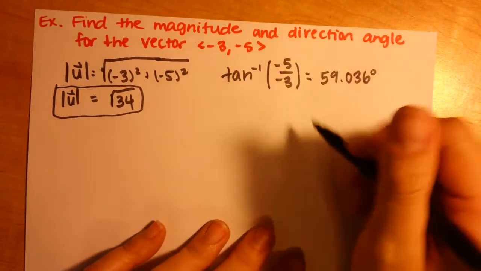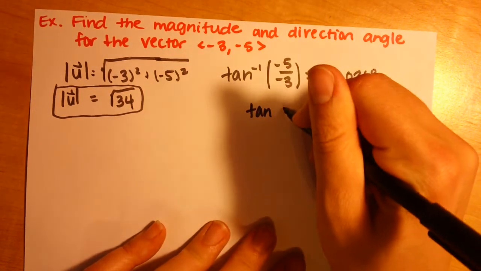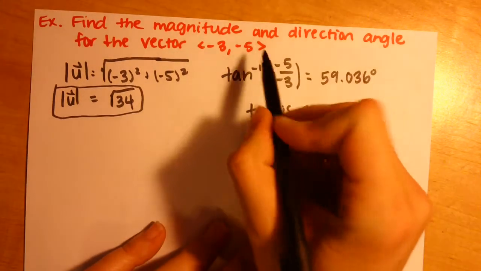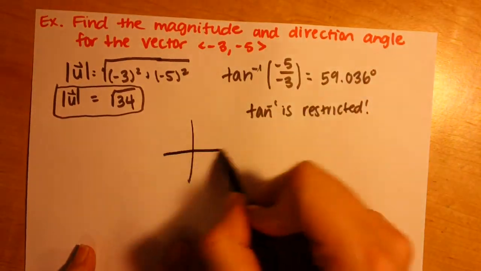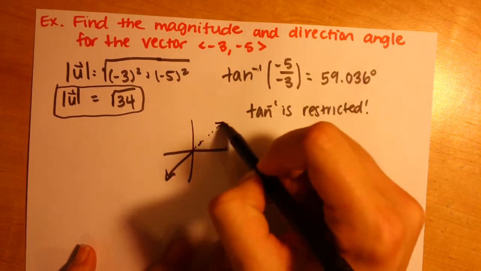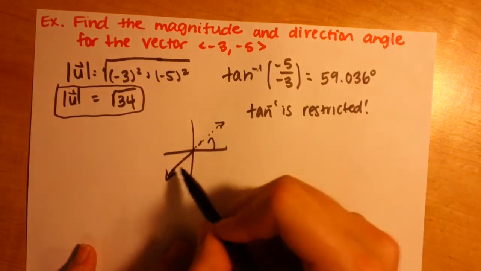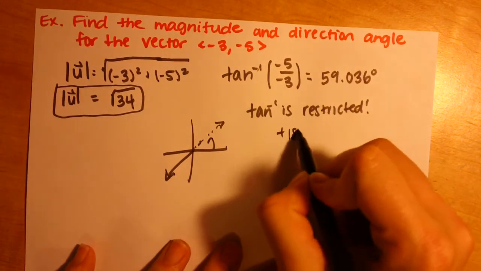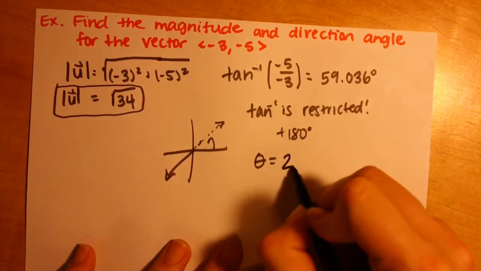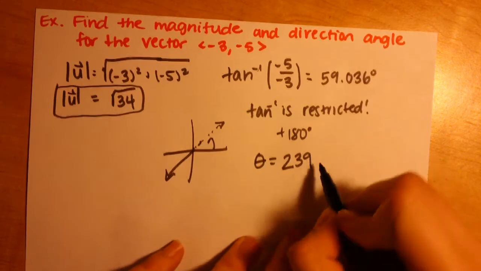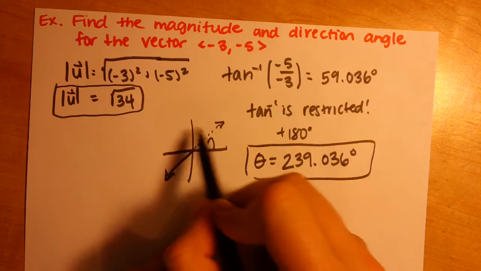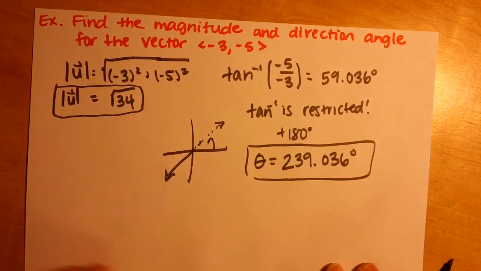And again, we got to make sure tangent is restricted. So since both of these are negative, we know it's pointing down here, but the angle we got is up here. We want this one, so we add 180. So now our angle, theta, is 239.036 degrees. And that'll get us all the way around back to that angle. Alright?